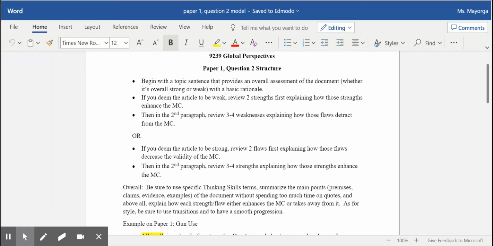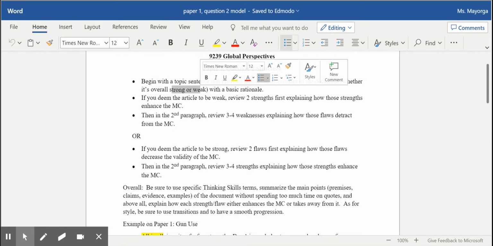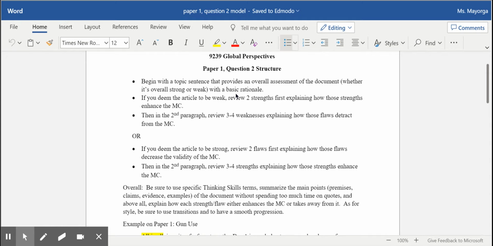So real quick, the basic steps: make sure you begin with a topic sentence that provides an overall assessment of the document. Is it overall strong or is it overall weak? And then give a really quick rationale. You don't have to get into it, but give a basic reason why you deemed the document to be strong or weak. Then, if you thought the article was weak, you review 2 strengths, explaining how those strengths enhance the main conclusion of the author.